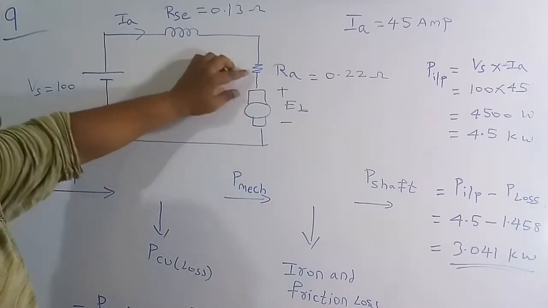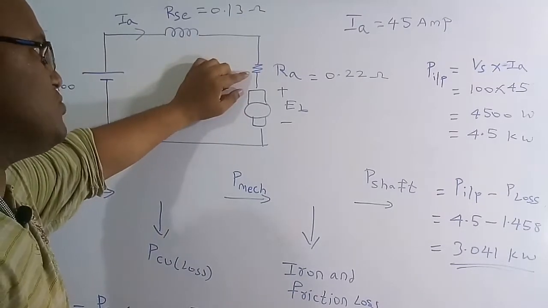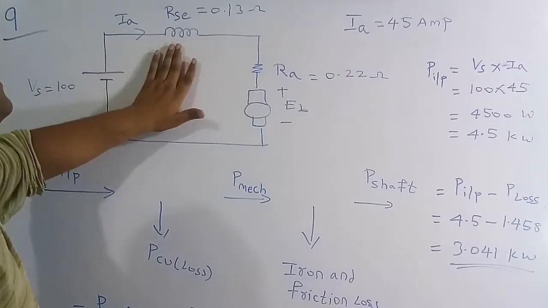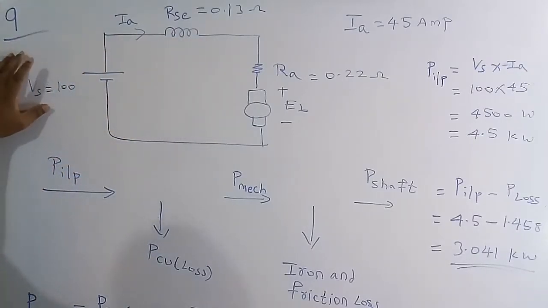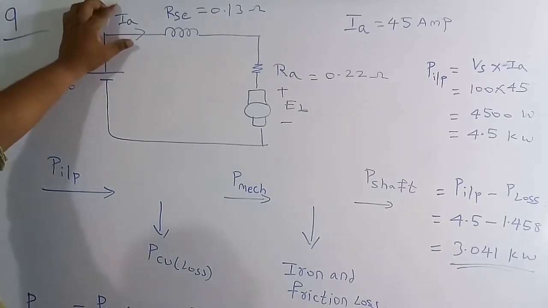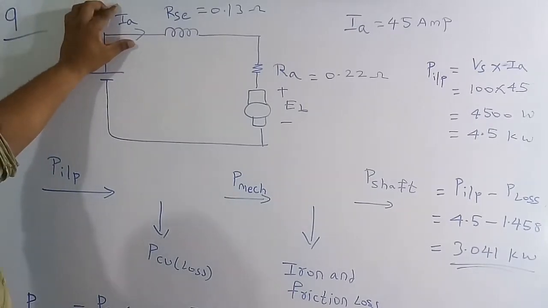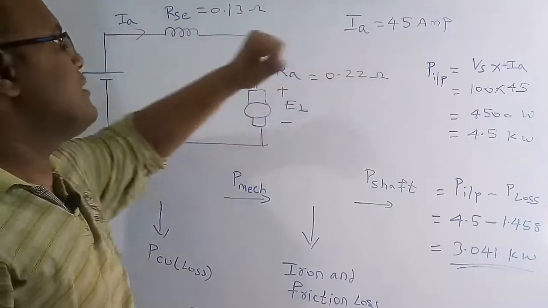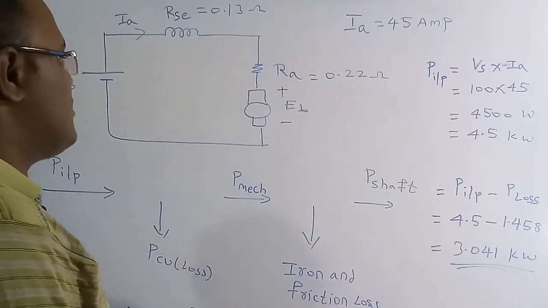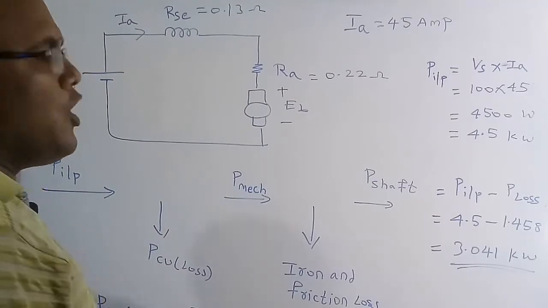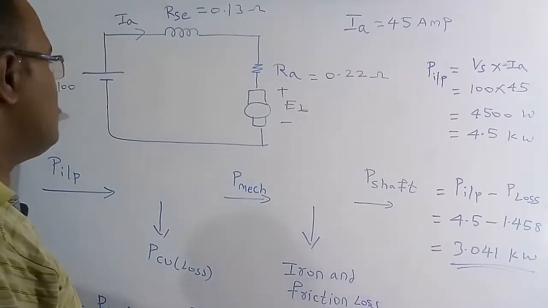The armature resistance is given as 0.22 ohm, and the series field resistance is 0.13 ohm. The supply voltage is 100 volt, and the armature current drawn by this DC series motor is 45 ampere. Now we have to figure out the output shaft power, how much power is received by the shaft.